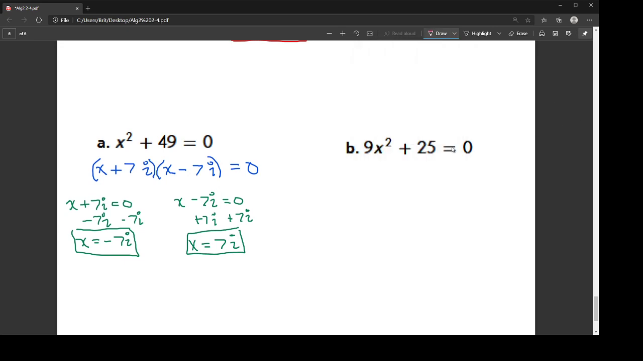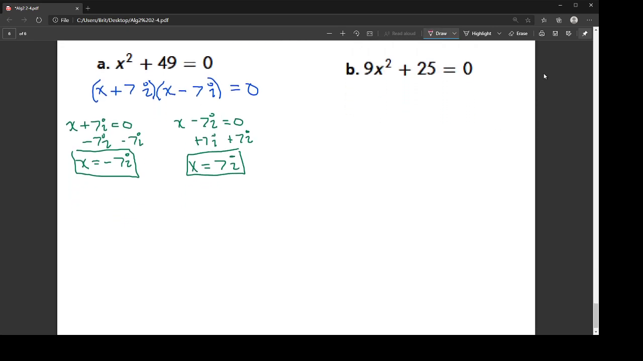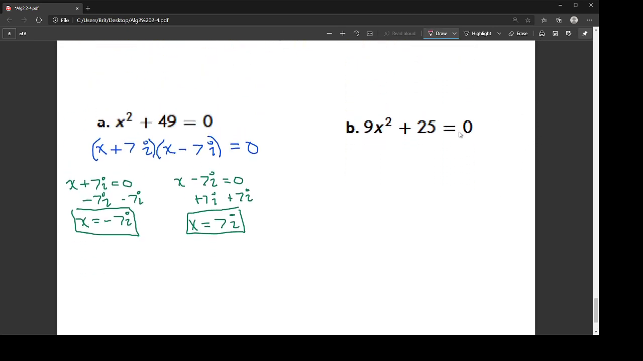Let's try one more. So again, it's set equal to 0. So I break it into two sets of parentheses. I pop an i in the back for each one because it's a plus in between them. I put a plus and a minus. So the square root of 9x squared is 3x. And the square root of 25 is 5.